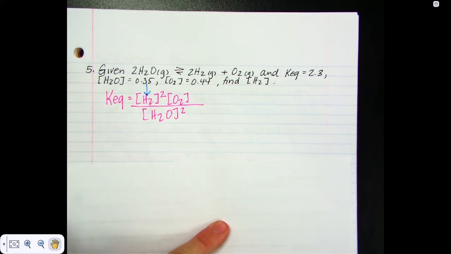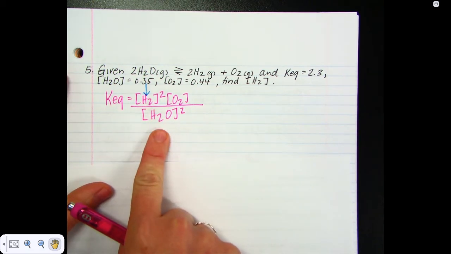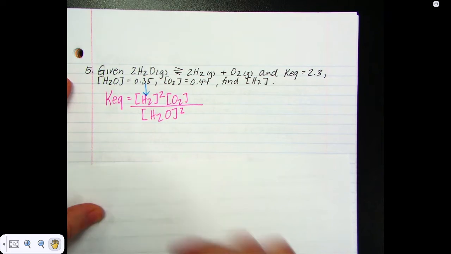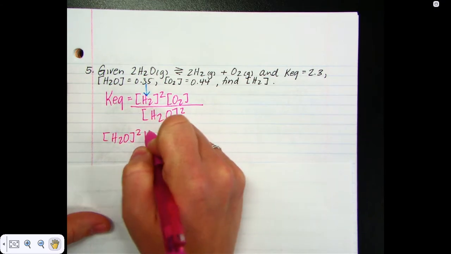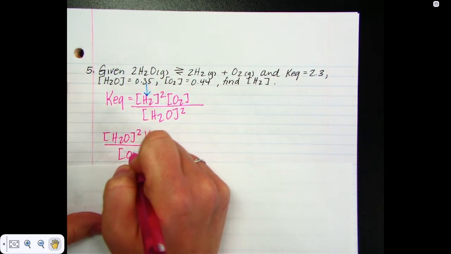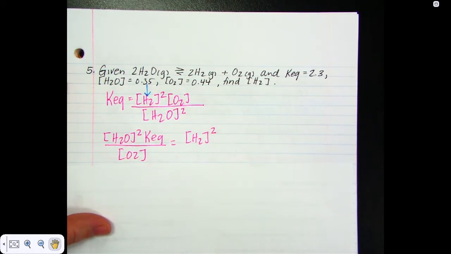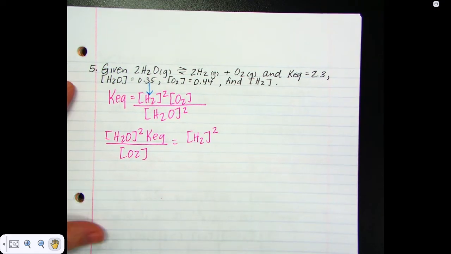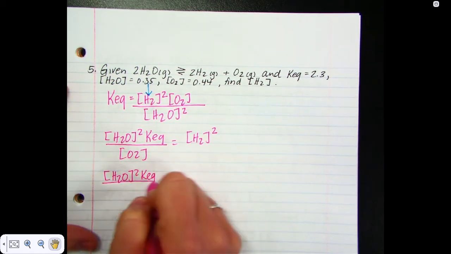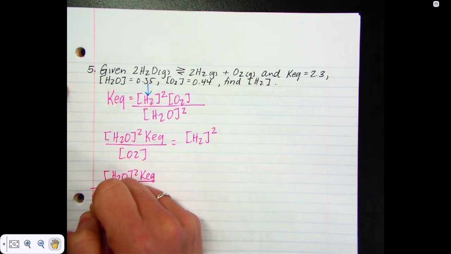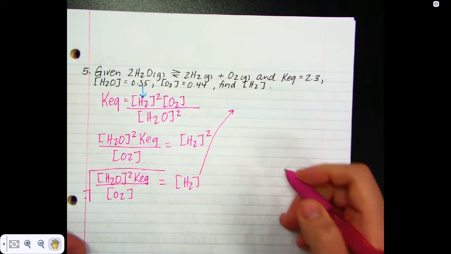All right, so I'm going to combine some steps this time since you watched me do it piecemeal the first time. I'm going to multiply the H2O across, and then I'm going to divide by the O2. So that's going to give me concentration of H2O squared times KEQ divided by O2 equals concentration of H2 squared. And then how do I get rid of the square? I'm going to take the square root of both sides. So H2O squared KEQ over O2, take the square root of all that, equals H2. And then come up here and plug in.